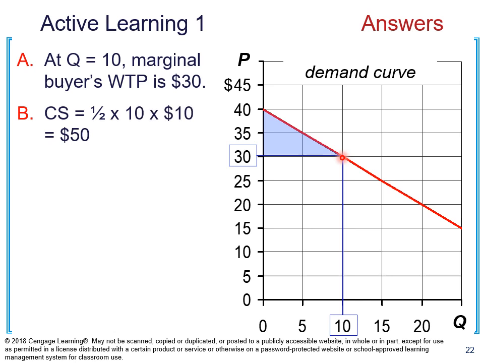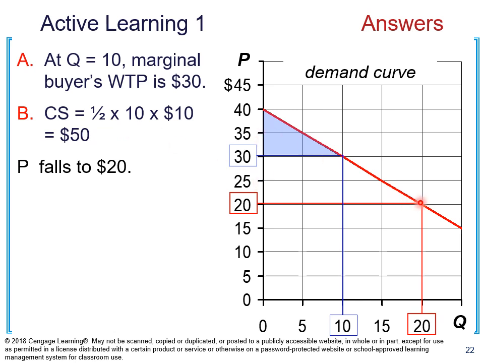What is the consumer surplus there? So graphically, it is the area between the demand curve and the market price. Typically, when we're looking at a linear demand curve, it's going to be a triangle. So the area of this triangle is the height times the base divided by 2, and the area of that triangle is $50.